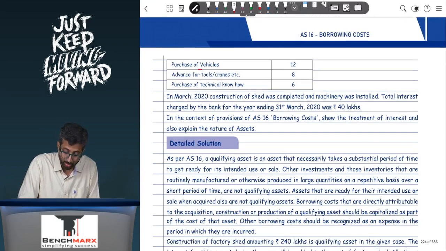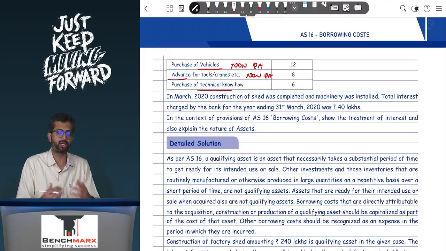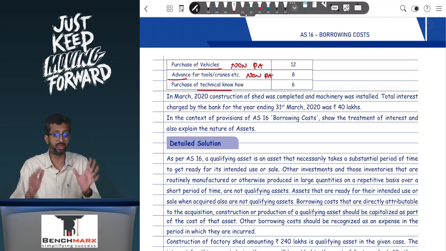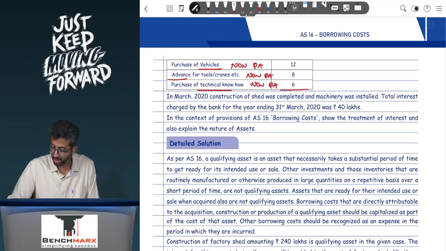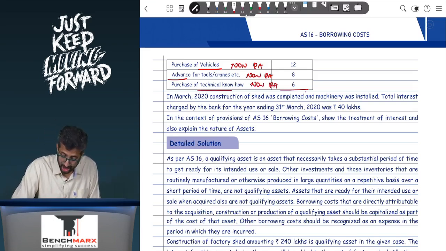On the next page, you are purchasing vehicles. Again, if you are purchasing, it is assumed to be in the ready to use condition, not a qualifying asset. Advance for tools and cranes. Again, this is just an advance given, not a qualifying asset. And purchase of technical know-how. If you were to develop a technical know-how which is taking a substantial period of time, it can be qualifying. In line with the institute solution, this is not a qualifying asset. So, if I take the total, plus 12 plus 8 plus 6, yes, this comes to around 320.